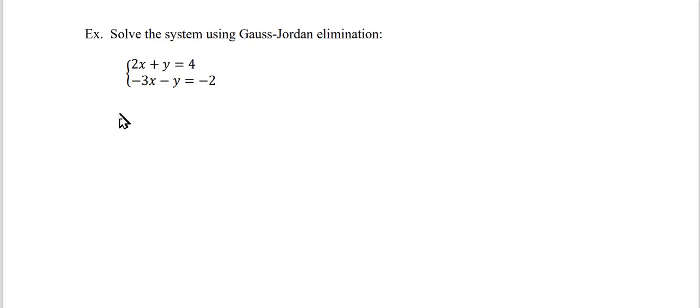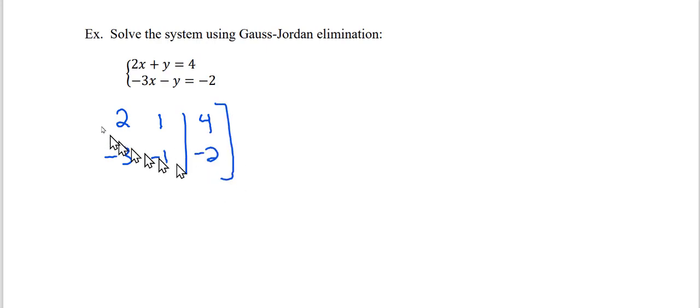First, we write our augmented matrix. 2, 1, 4, -3, -1, -2. That's our augmented matrix. Vertical bar to represent the equal sign, constants on the right. If your equations are not written in this standard form where x and y are both on the left side, you need to rewrite them that way.